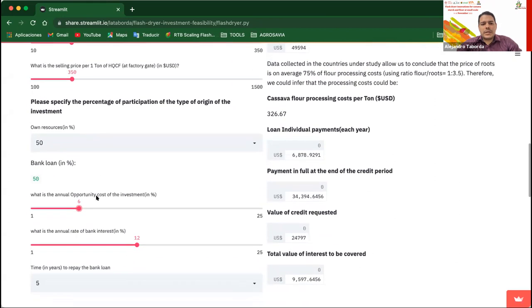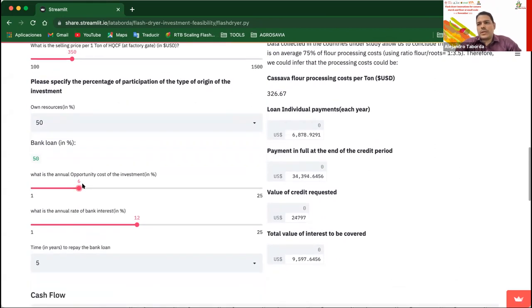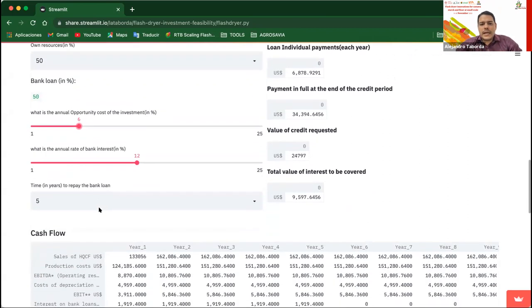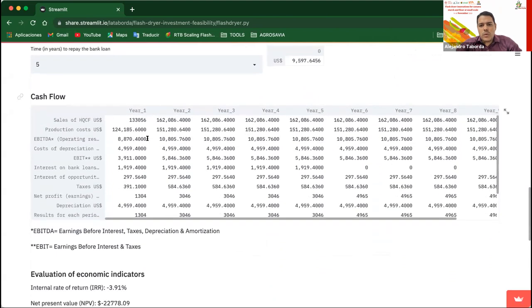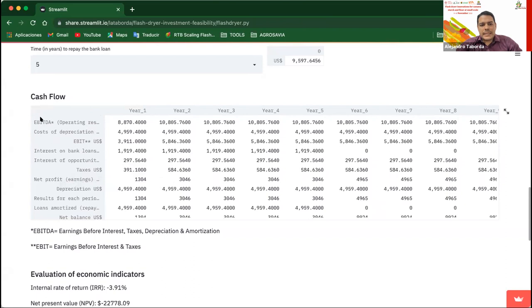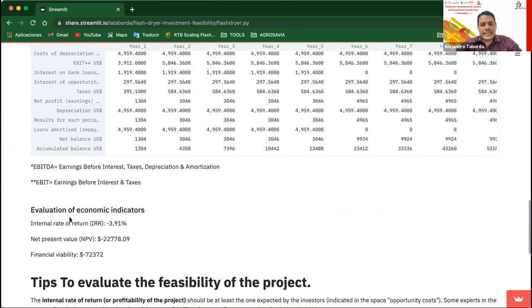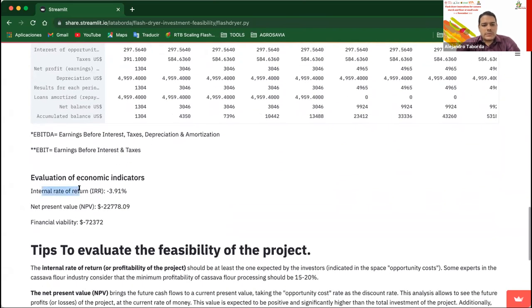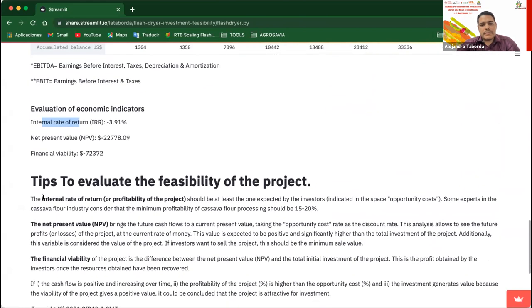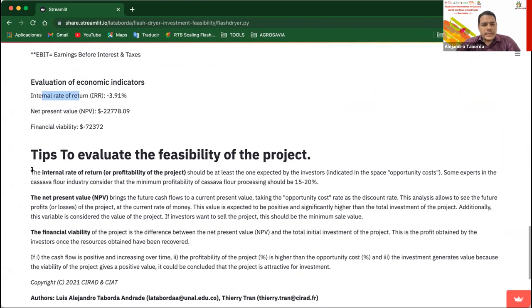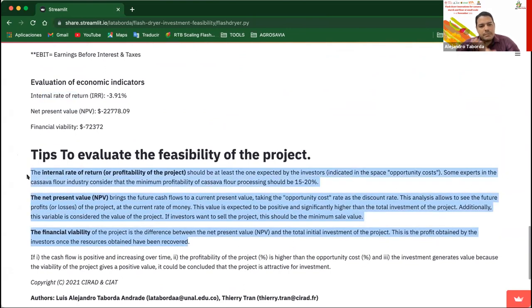So after that, you provide these parameters. I don't know if you follow along on your own computer and your own device. After that, you can see the cash flow. What is a cash flow? In this table, we provide information about the sales, the production costs, and some financial parameters that will help us to get this evaluation of economic indicators: the internal rate of return, the net present value, and the financial viability. We get the explanation of these parameters here, a really simple explanation.